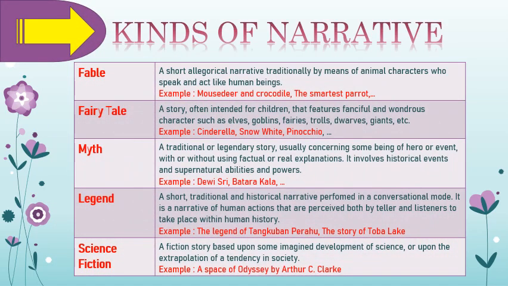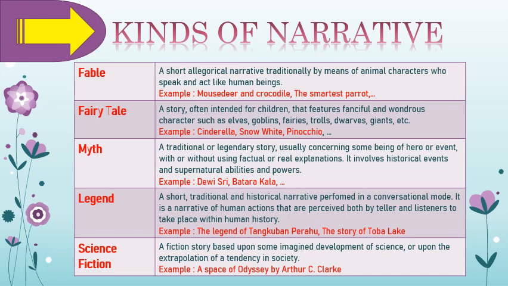Now, we came to some kinds of narrative text. The first is fable. Fable is a short allegorical narrative traditionally by means of animal characters who speak and act like human beings. Jadi, fable ini adalah salah satu jenis dari narrative text yang melibatkan hewan di dalamnya. Jadi, fable itu adalah cerita dongeng tentang hewan. The examples of fables are Mouse, Deer, and Crocodile or The Smartest Parrot.